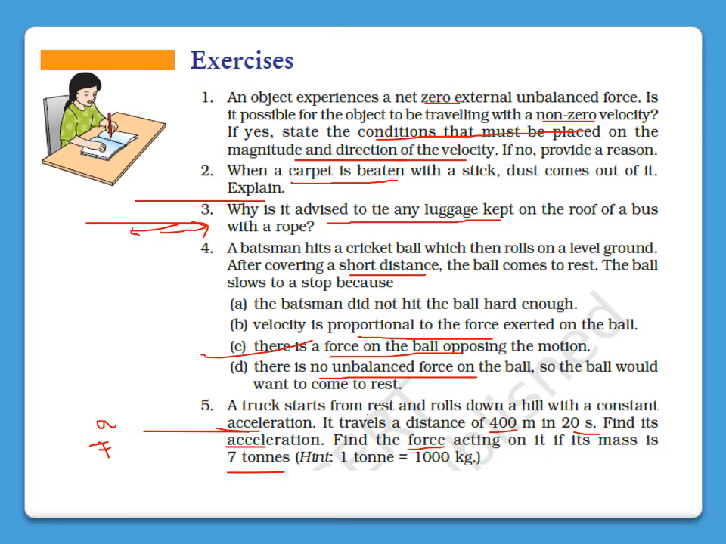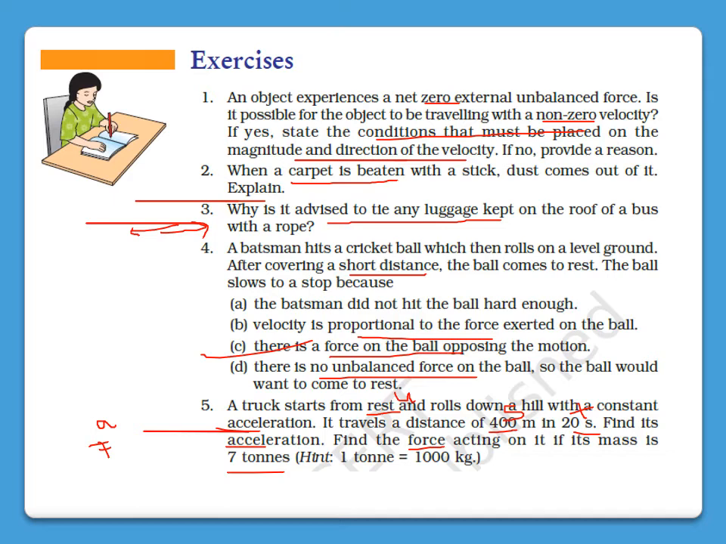Starts from rest, meaning u is equal to 0. So u is given, s is given, t is given. So use the second equation of motion. Do you remember which is the second equation of motion? s is equal to ut plus half at square. That is the second equation of motion.